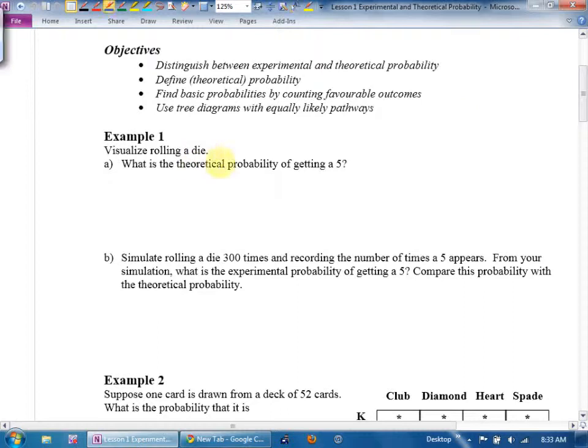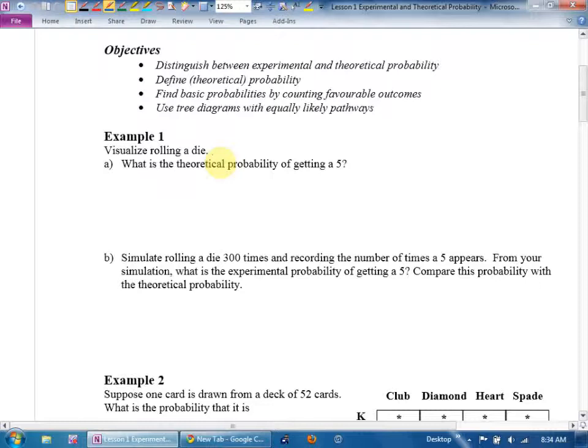Visualize rolling a die. What's the theoretical probability of getting a five? What are the odds of getting a five? All of us have a very basic intuitive understanding of the odds of probability, but anything beyond basic, we have a horrible understanding. If you don't believe me, think about how superstitious we are, horoscopes, how we try to read things into everything. We have a bad understanding of randomness, but the very basics we're pretty good at.